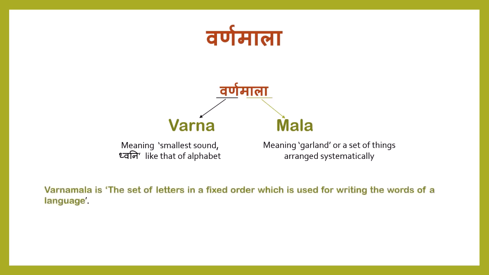Therefore, Varnamala is the set of letters in a fixed order, which is used for writing the words of a language. So, which language are we discussing here? We are talking about the Hindi language. Friends, just like in other languages, for example in English, we have the alphabets arranged systematically. We know that B will come after A, C will come after B, and so on. Similarly, in Hindi also, the alphabets are arranged systematically, basically according to the origin of their sound.